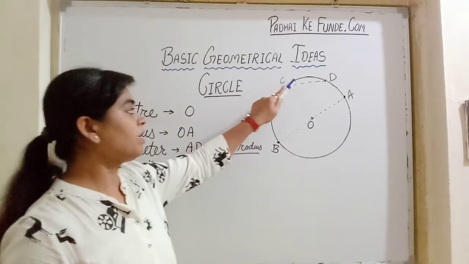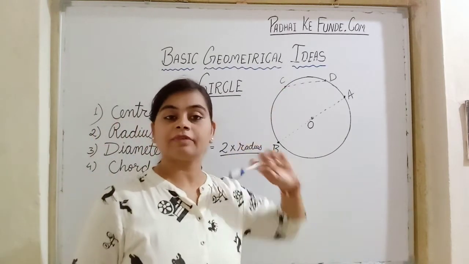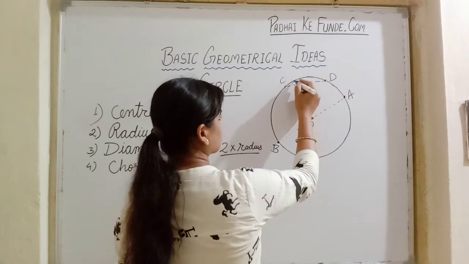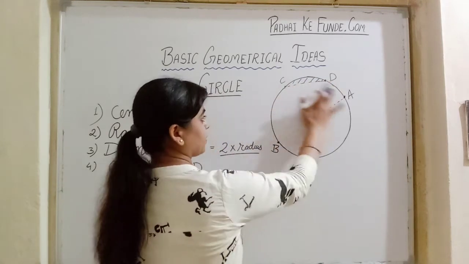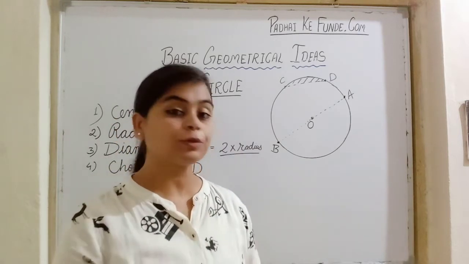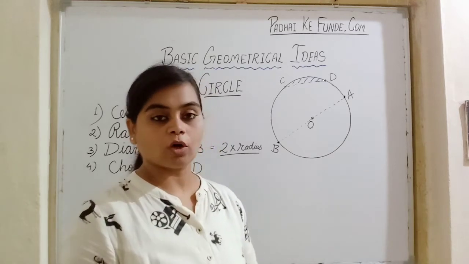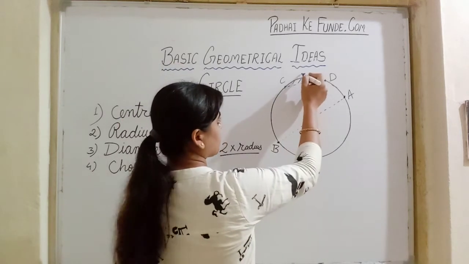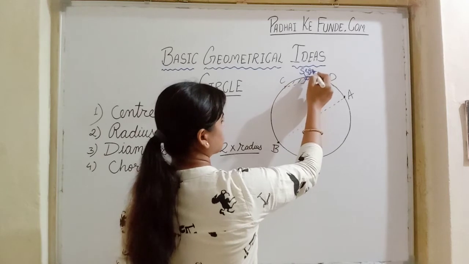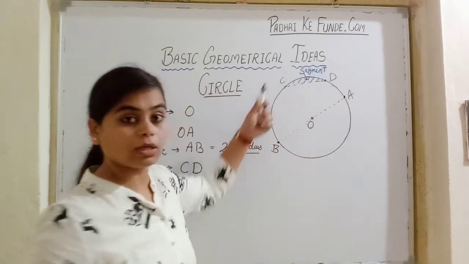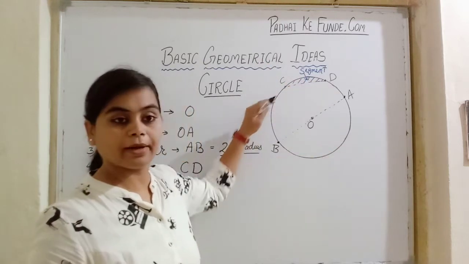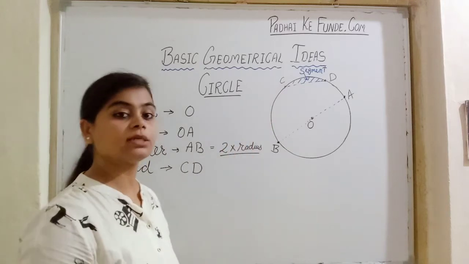Next, when we draw a chord, the circle is divided into 2 parts. One part is this and the second part is the remaining one. So a chord divides a circle into 2 segments. Those parts are called segments. So this part is the segment. As it is the smaller part, this one will be called the minor segment, and this bigger remaining one is called the major segment.